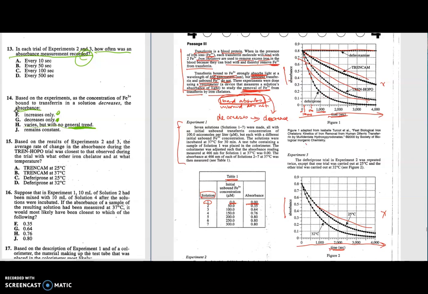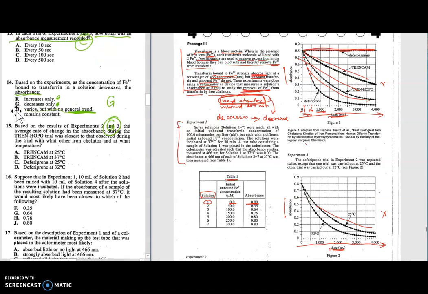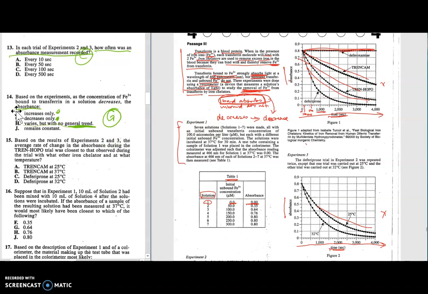I don't really like that question because of this here. But the only answer that makes any sense is G, so that's what we're going with. Right, I have to stop using my finger on the thing.